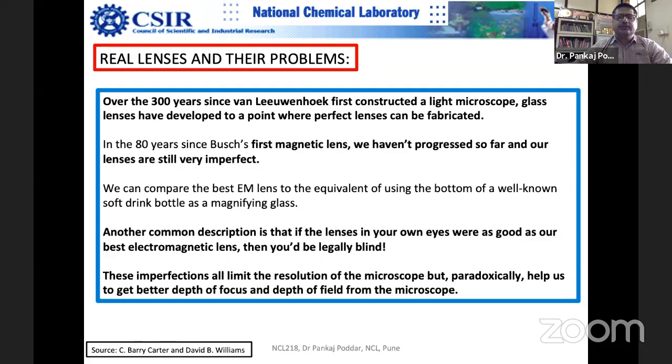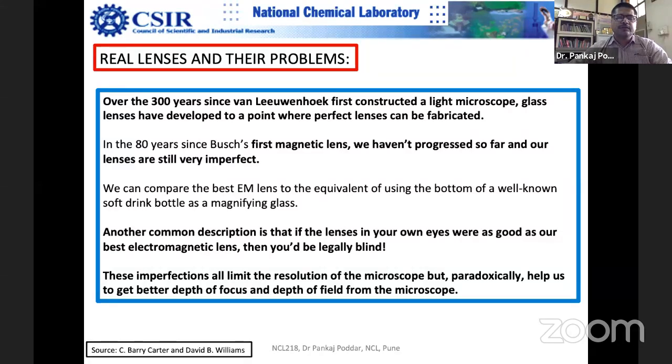Another common description, just to give you an idea what kind of problems there are: suppose you wear those electron lenses in your eyes, a similar version in optical lenses. For example, I have these glasses. If I wear the same imperfect lenses which we are using in the electron microscope, I will not be able to see. I'll be blind actually. Even if I have normal eyes, I'll not be able to see. So that kind of imperfection is there.